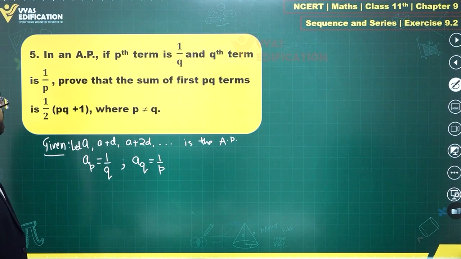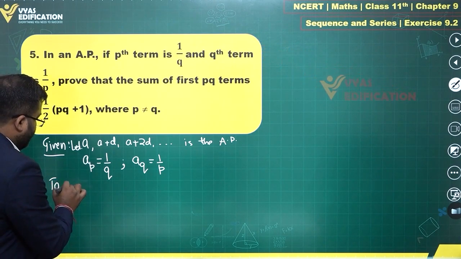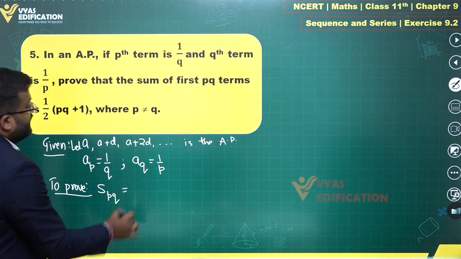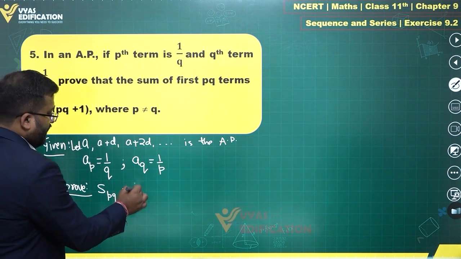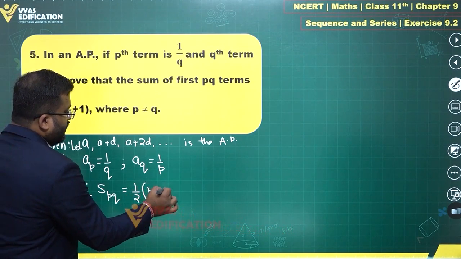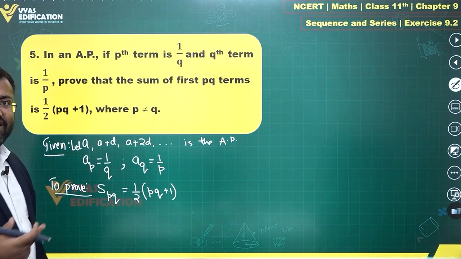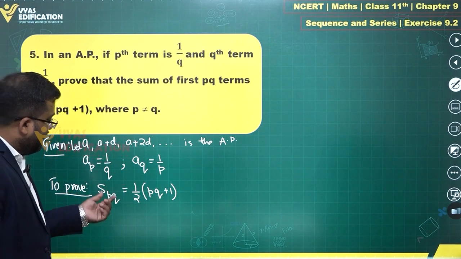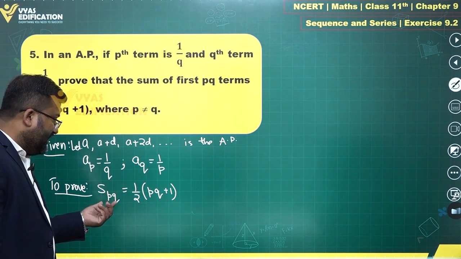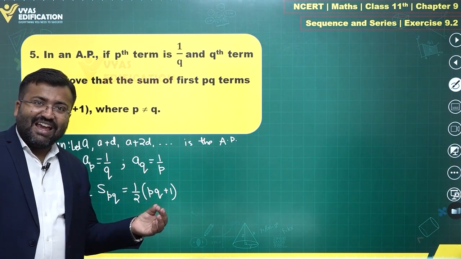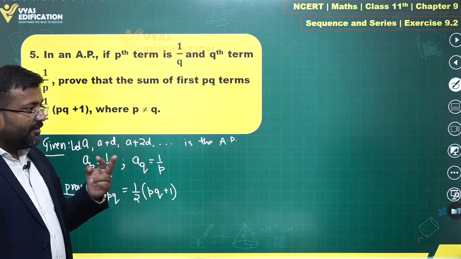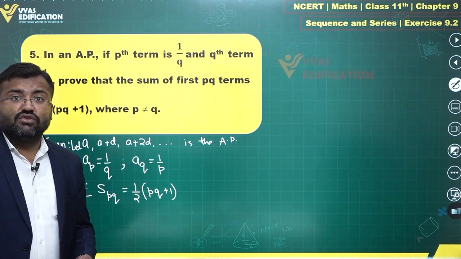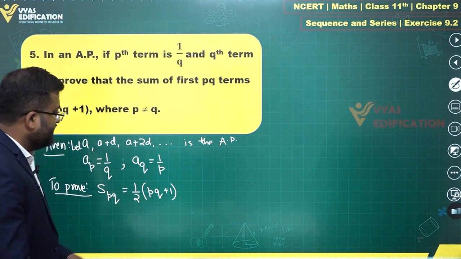Prove that the sum of first PQ terms. To prove: the sum of the first PQ terms, SPQ, is equal to 1 by 2 times PQ plus 1. This is what we are interested in, right? How will we prove this? For SPQ, PQ is the number of terms. We just need A and the common difference, and for finding them we need two conditions. There are two conditions present over here. We can use those to get A and D, and therefore the sum.